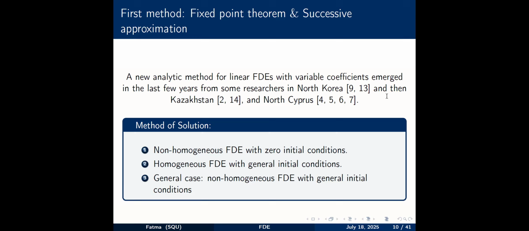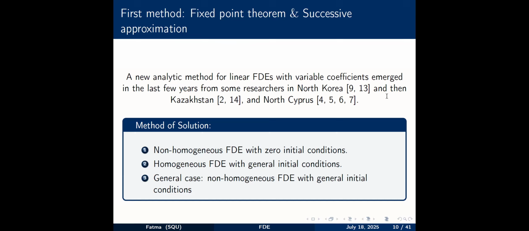The idea for this method is based on the fixed point theorem and the successive iteration method. Since we have a non-homogeneous fractional differential equation with general coefficients, we are going to divide it into three steps. First, I will find the solution for the non-homogeneous fractional differential equation with zero initial conditions. In this case, we get the non-homogeneous solution, or what we call the particular solution.